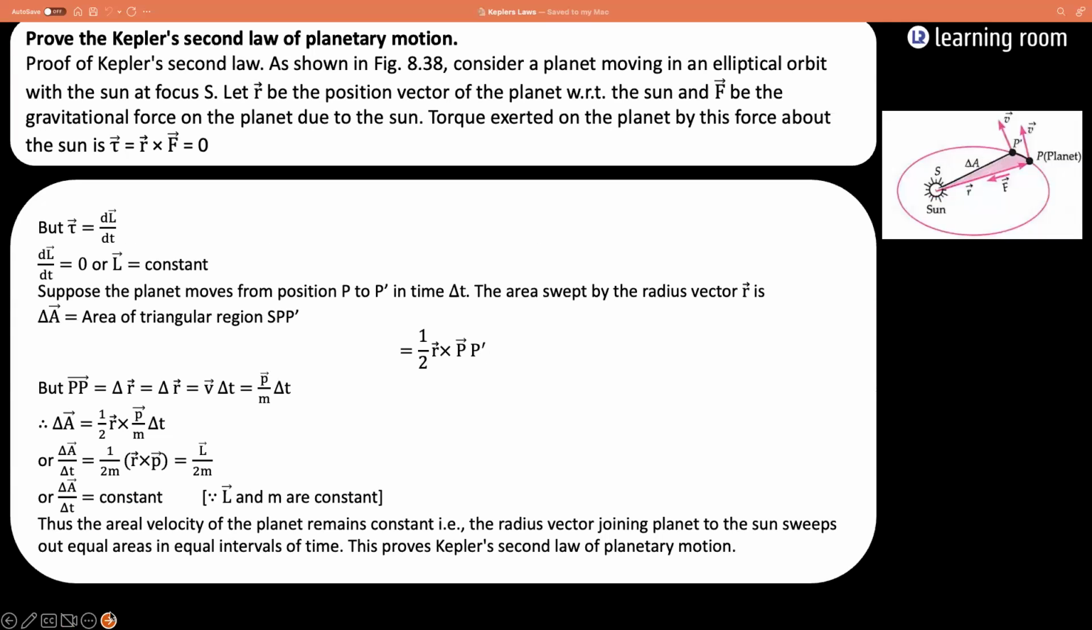Now let us see the proof of Kepler's second law of planetary motion. Again, the same logic. Consider a planet moving in an elliptical orbit with the sun at one of the foci. Let R vector be the position vector of the planet with respect to the sun, and F is the gravitational force acting on the particle. Then what did we prove in the previous case? That the torque experienced by the planet is zero, due to which angular momentum was observed to be constant. So since angular momentum is constant, right?